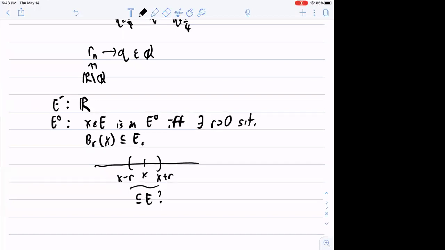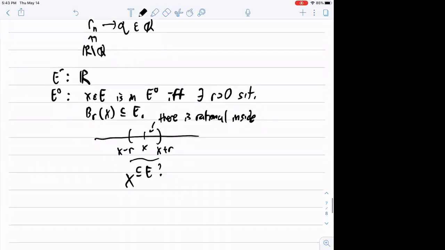Given an interval, do you agree by density of rationals there's a rational inside? If there's a rational inside every ball, I can't be contained in the irrationals. That's just not possible. Your ball contains rational numbers, so you can't be contained in E. So the interior of E is the empty set.